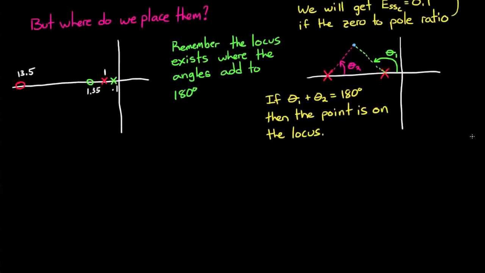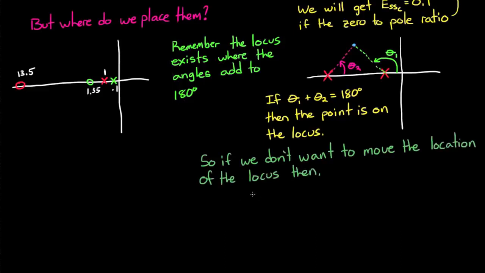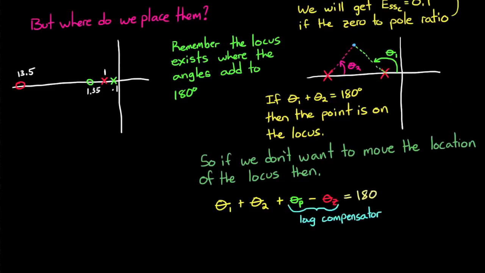So if I don't want to move the location of the locus very much when we add a lag compensator, then the angle of the added pole minus the angle of the added zero need to be very, very close to 0. So we want to place the pole and zero in such a way that they cancel each other out and there is no root locus shaping.